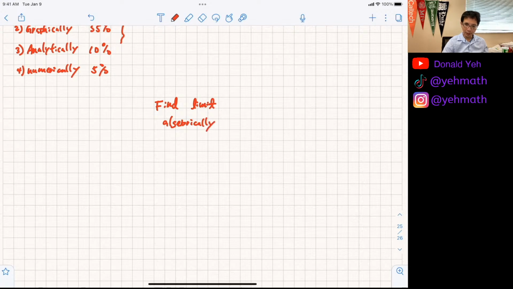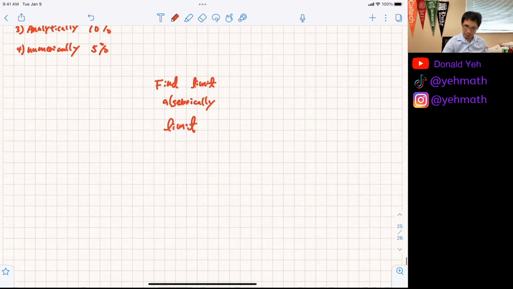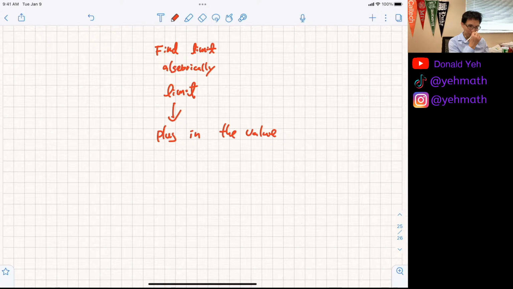Okay, algebraically, the thing about limits is that most of the time you're gonna plug in the value. And that's your first step. Just plug in and see what happens.